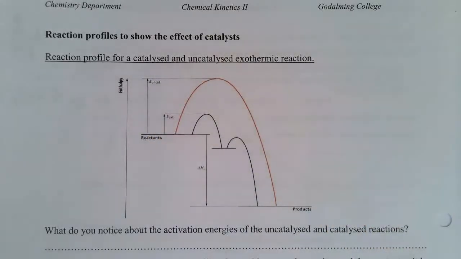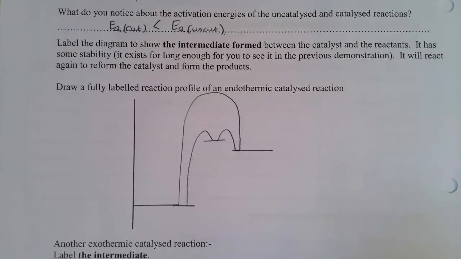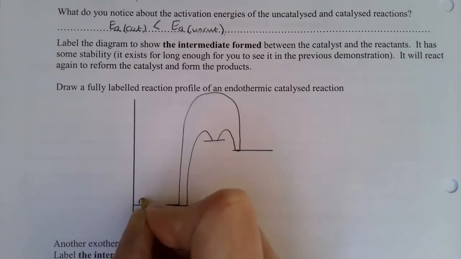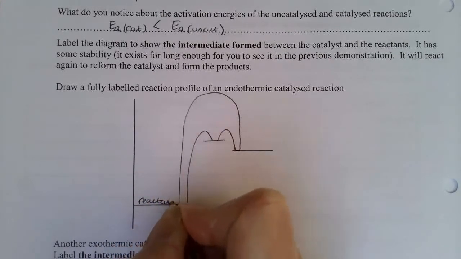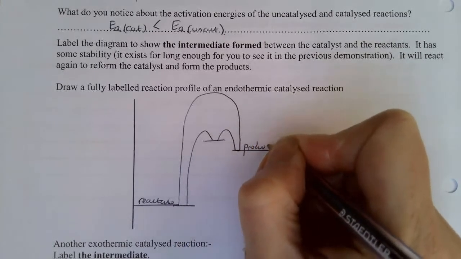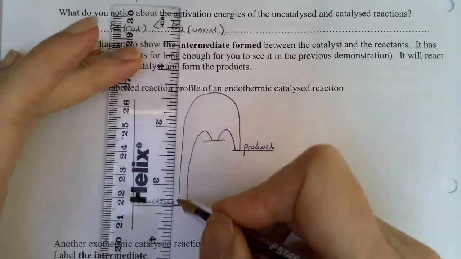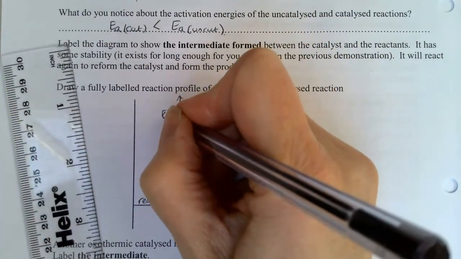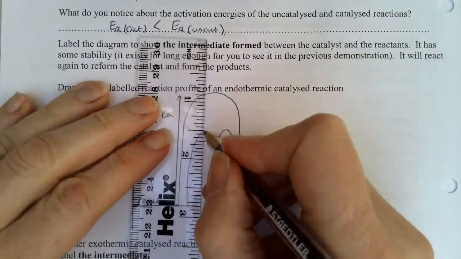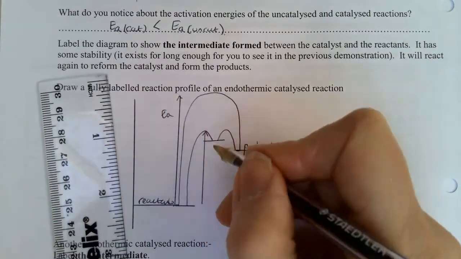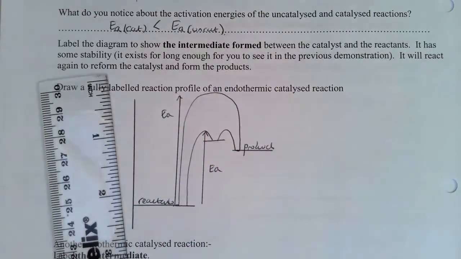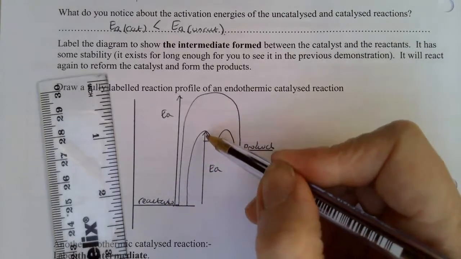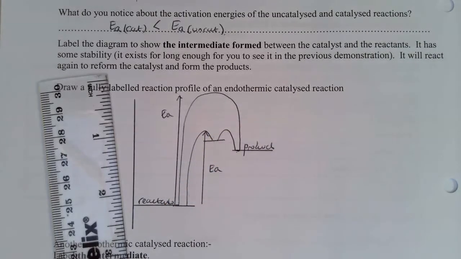But the key thing to notice is the fact that the activation energy for this catalyzed reaction is much less than the uncatalyzed reaction. If we do the same thing but for an endothermic catalyzed reaction, we have our reactants and our products, and our uncatalyzed activation energy is very high, so this is our EA for our uncatalyzed, but for our catalyzed it's much less. So you're going to get a much faster rate of reaction because I can go via this alternate mechanism with this lower activation energy.